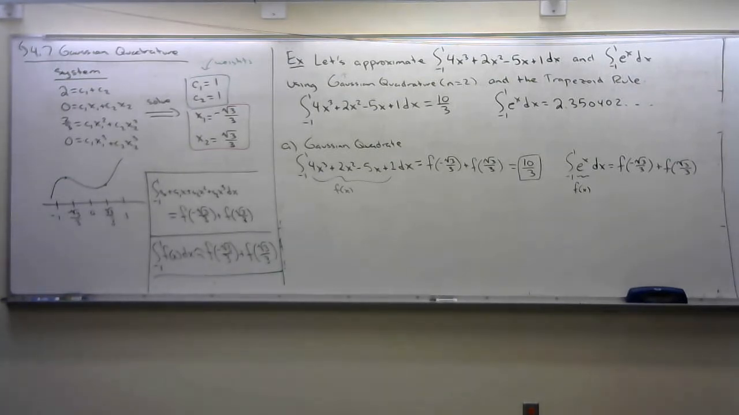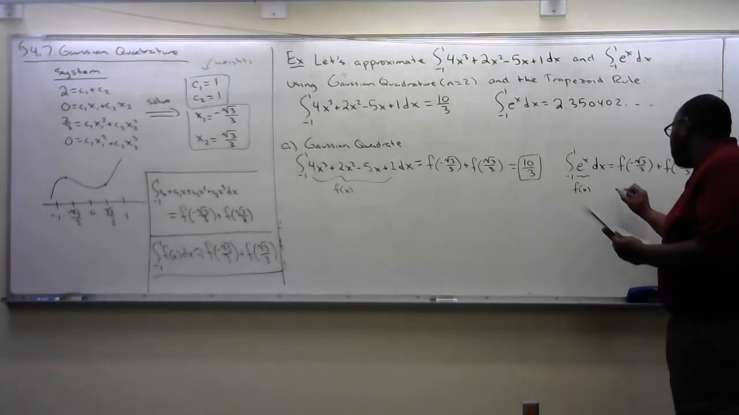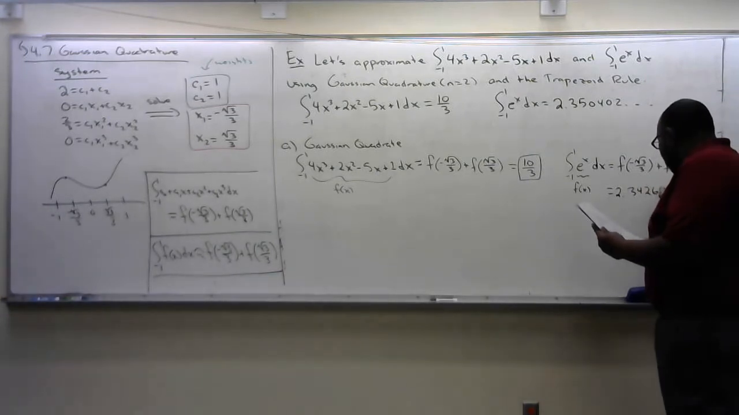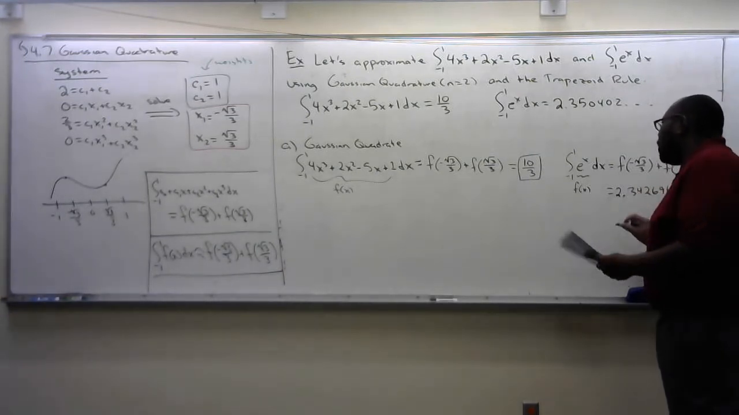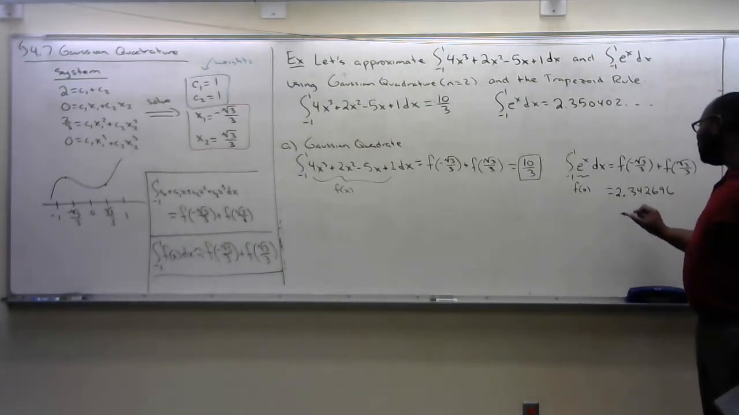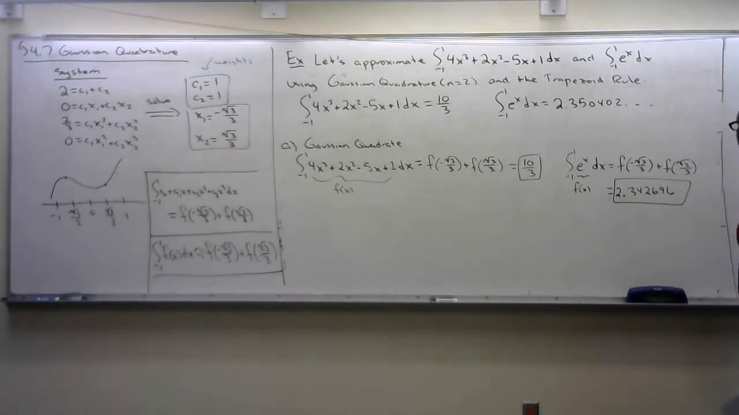And what I got when I did this one is 2.342696. That's not a bad approximation. Is it great? No, it's not great, but 2.342696 is not terrible at all for Gaussian quadrature.